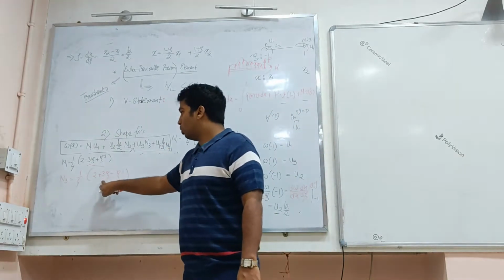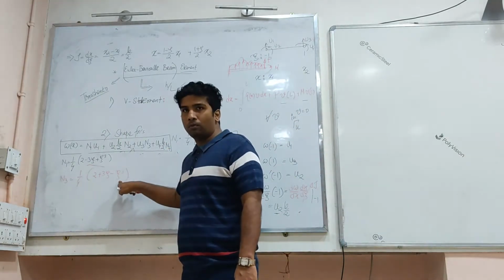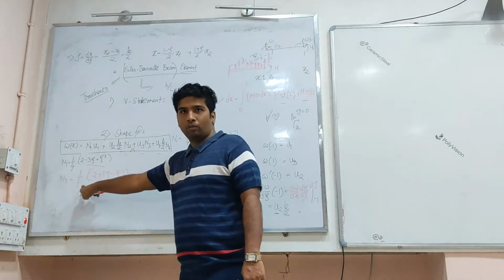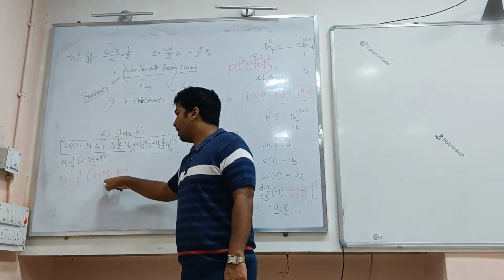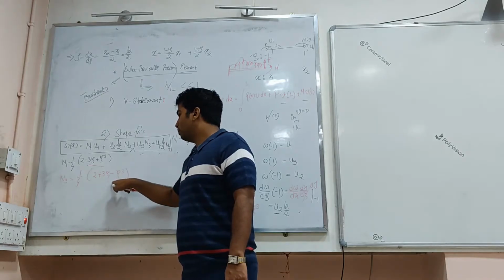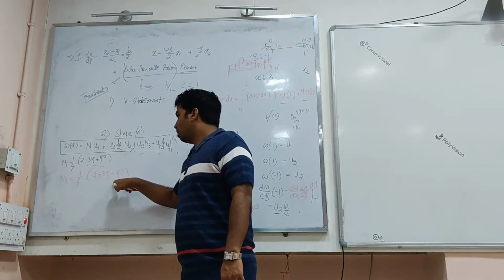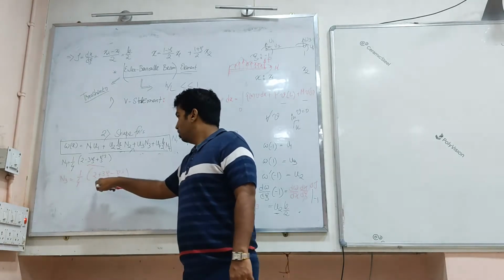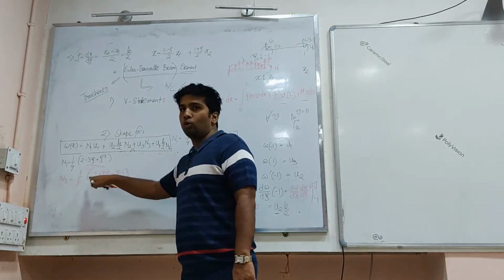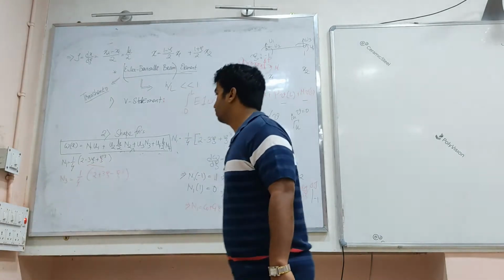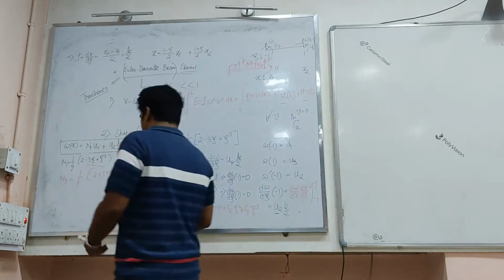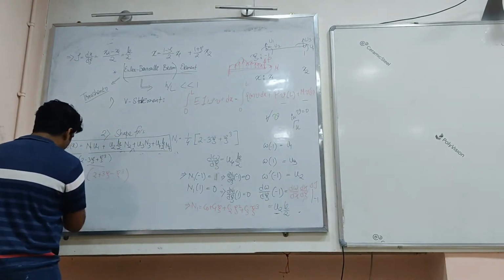So if I take xi equals 1, it is 2 plus 3 minus 1, 4. So 4 divided by 4 equals 1. If I take minus 1, this is 2 minus 3 plus 1 minus 1... sorry, if I take minus 1, 2 plus 1 minus 3. So it goes to 0.